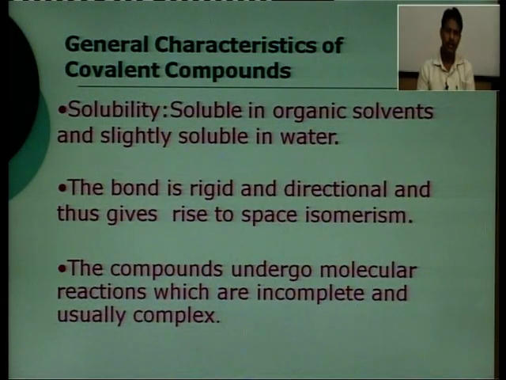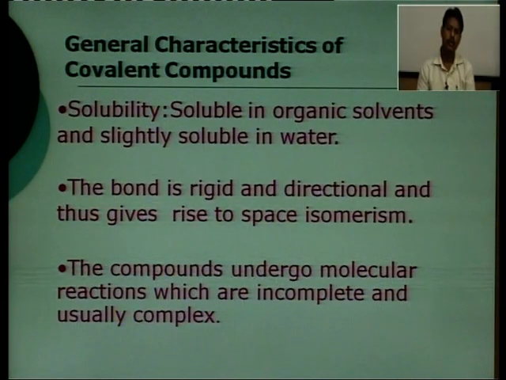The bond is rigid and directional and thus gives rise to space isomerism. In ionic compounds the bond is not rigid and directional, but in covalent compounds the bond is rigid and directional and gives rise to space isomerism, and there is a characteristic shape for the compound.